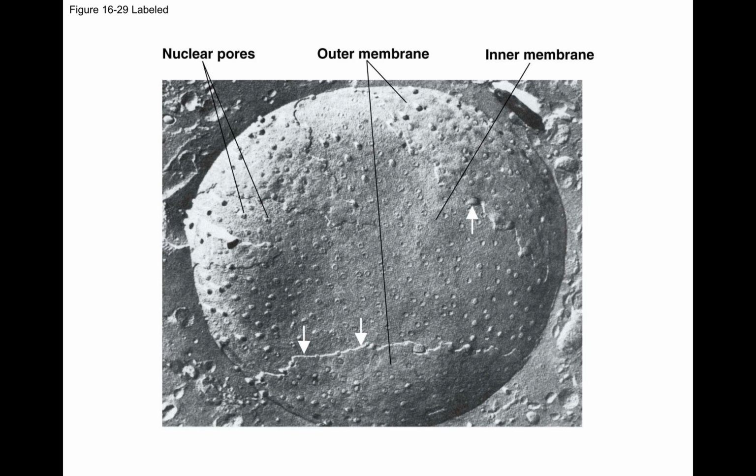In a freeze fracture, you can see nuclear pores really well. The outer surface of the envelope is seen like the skin, and you see the outer shape of the nuclear pore, and then showing the inner surface, you also see an indentation as part of the nuclear pore.